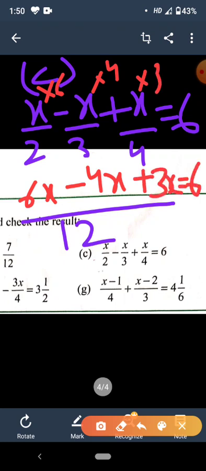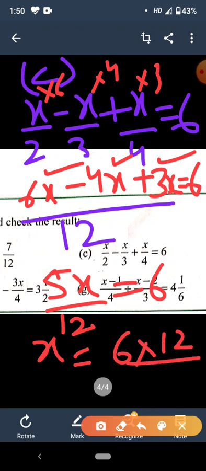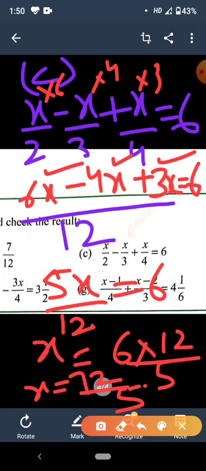Have your rough notebook, practice notebook with you for solving the exercise. Then 6 plus 3 will be plus 9 minus 4. That is 5x. 5x upon 12. Positive numbers will be added, negative numbers will be subtracted. Now here the 12 is in division, so take it to multiplication. 5 is in the division. Now solve it. x will be 72 upon 5. In this manner you will do.